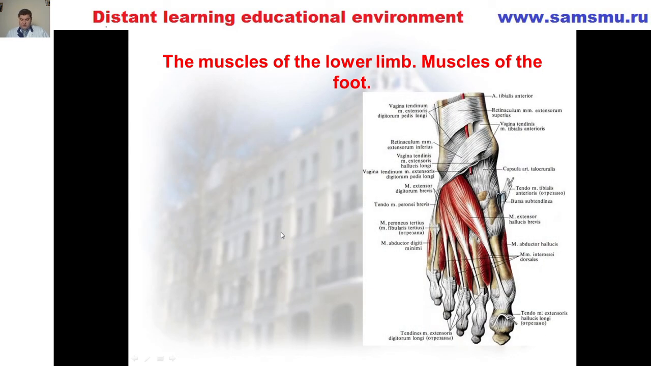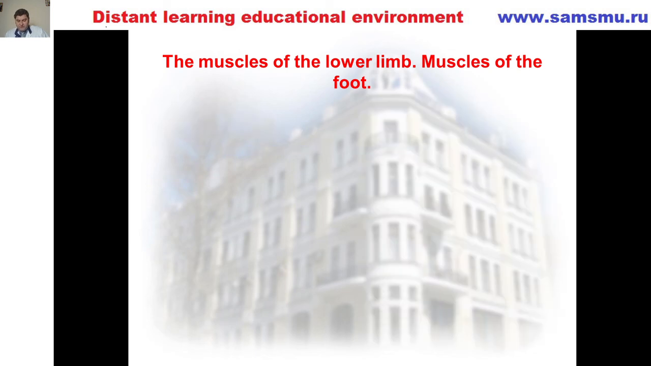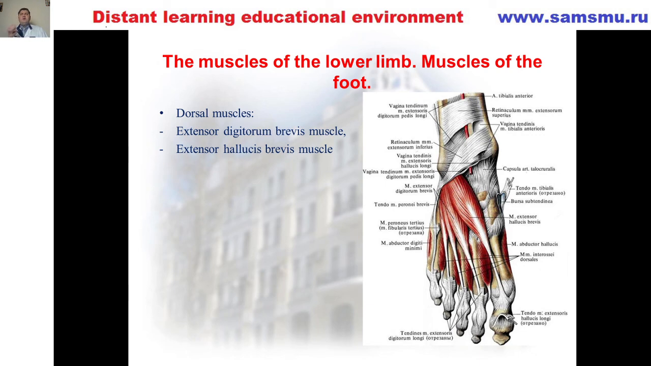So next we will talk about muscles of the foot. The foot, like the hand, in addition to tendons of the long muscles of the leg descending on it, has its own short muscles, among which dorsal and plantar muscles are distinguished. And I repeat that there are no own dorsal muscles on the hand, but there are own dorsal muscles on the foot. You may see there are two muscles.